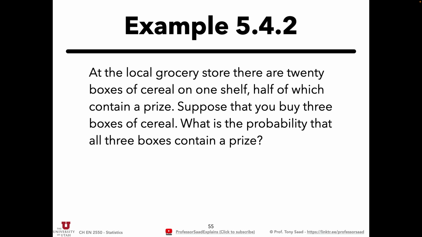Anyway, so our population is 20 boxes of cereal. Okay, that's our population. Agreed? Now, half of them contain a prize. So our capital N is 20. Half of them contain a prize. That's K. So 10 of those boxes contain a prize. So that's the number of successes. Success means containing a prize.